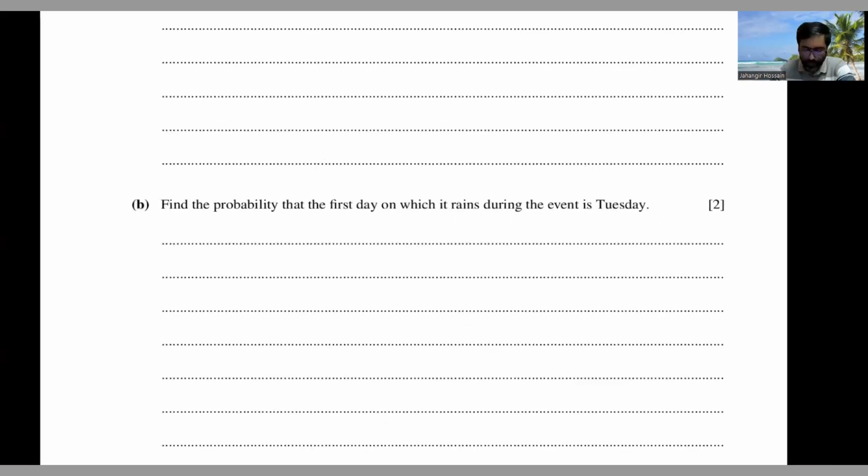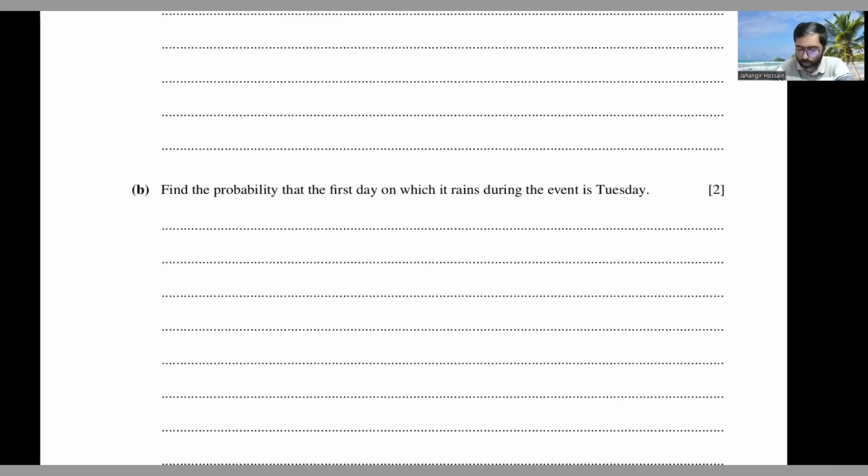In the next part, we see: find the probability that the first day on which it rains during the event is Tuesday. The first rain on Tuesday. So not rain on Sunday, not rain on Monday, and rain on Tuesday, on the third day. So we have to find this probability. So this probability is: it did not rain on Sunday.